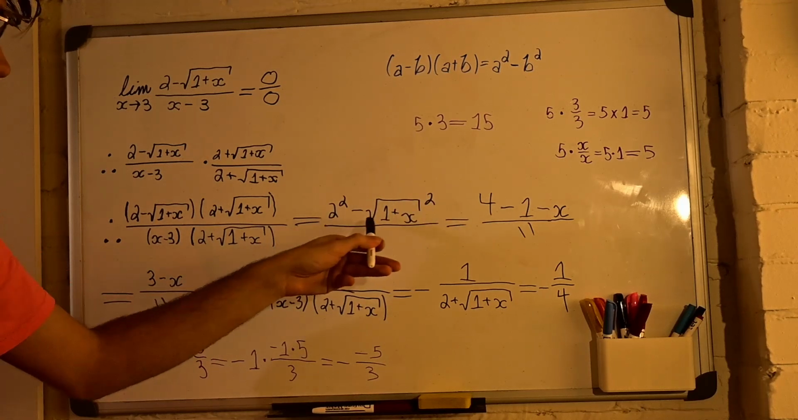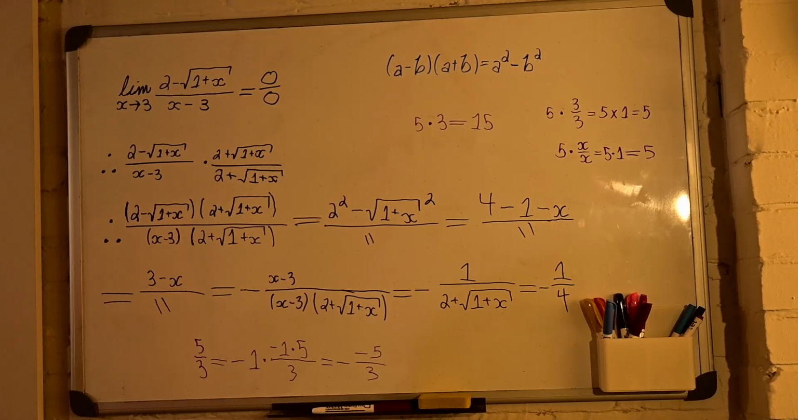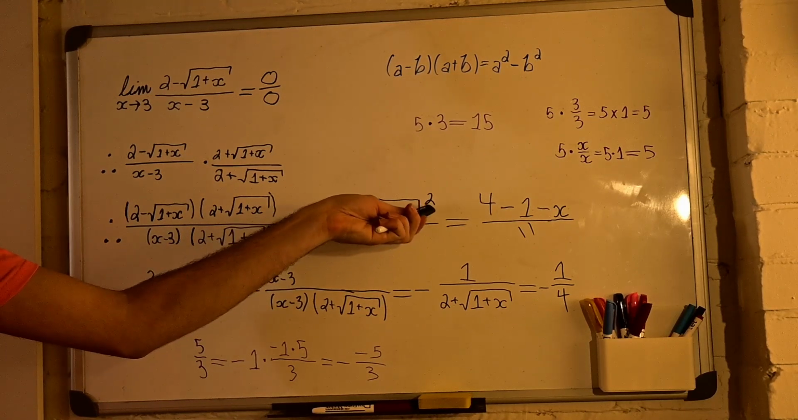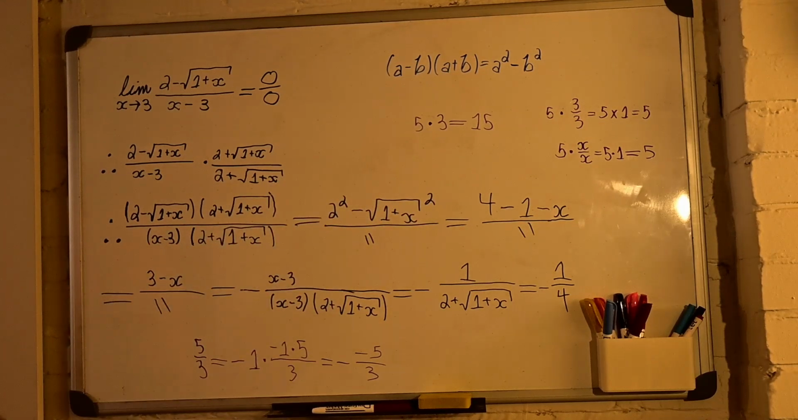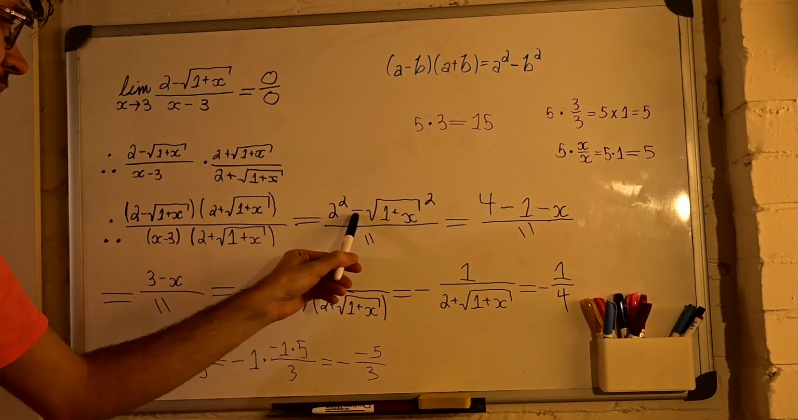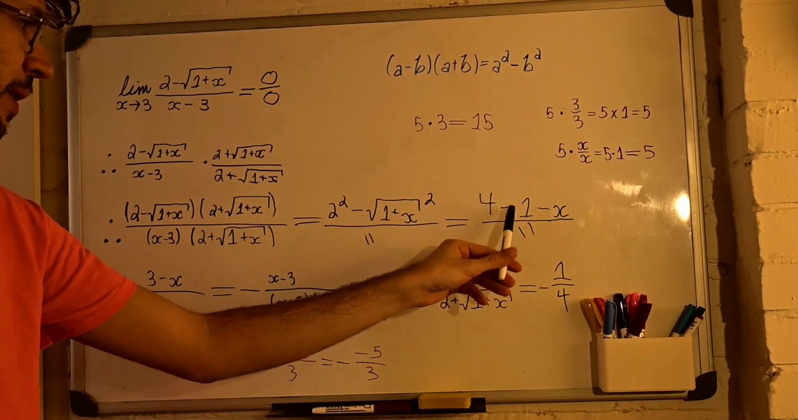And then if you have a square root and you square it, you basically just get rid of the square root and the square. Think about it. Let's say you have the square root of 25 squared. The square root of 25 is 5, and then 5 squared is 25, right? A square root and a second power just cancel each other out. So we end up with 4 minus 1 minus x, right? Because this minus applies to everything in the square root. So it's minus 1 minus x.